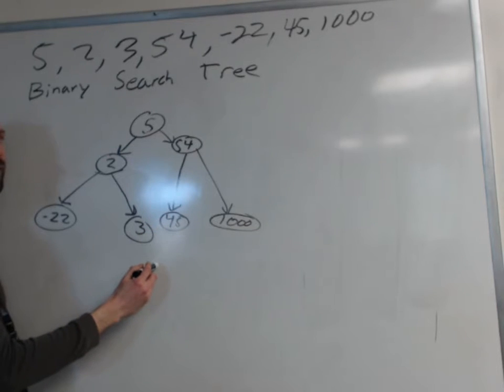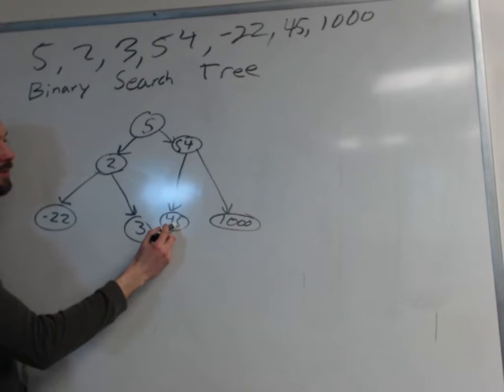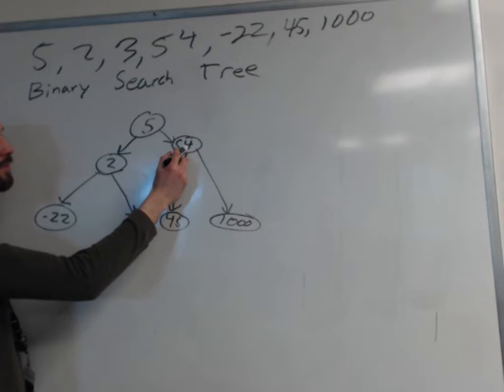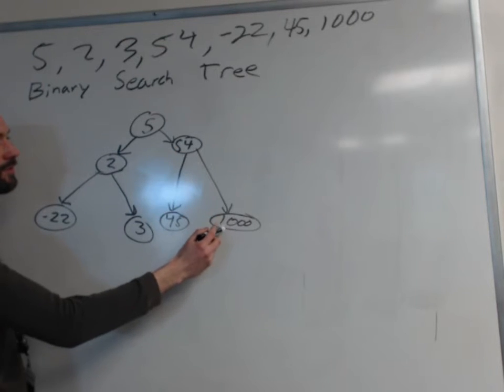First start by going to the left child, 45. Go to the left, nothing's there. Go to the right, nothing's there. Visit all the children. Go back up. 54, you visit the left child. Go to the right, 1000.